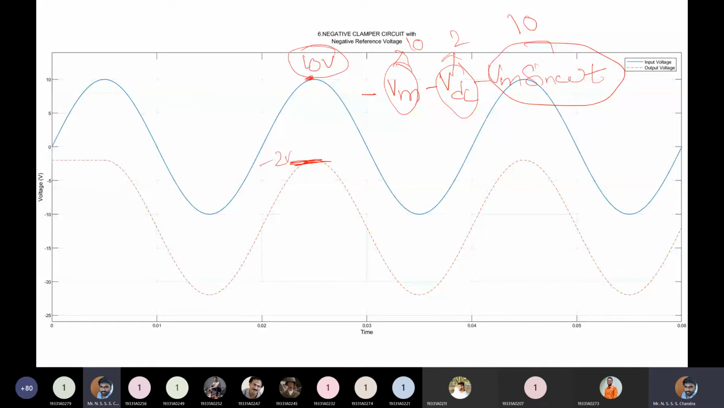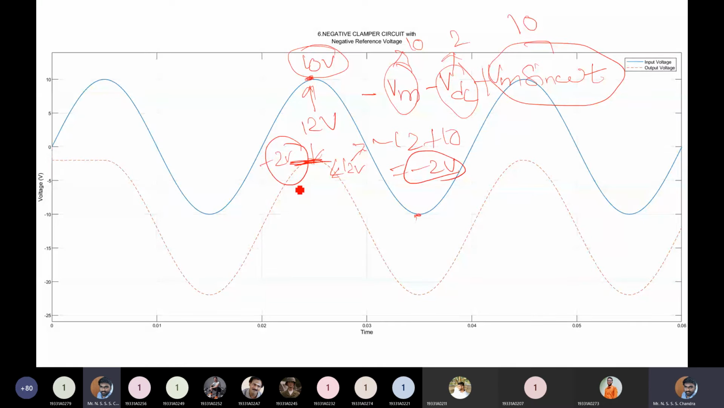Okay, so what you are getting, sorry, this is plus 10. So what you are observing: minus 10 minus 2 is minus 12, plus 10, that is minus 2 volts. Okay, this is minus 2 volts you are observing. So this decrease is 12 volts. So at every instant you are decreasing the voltage by 12 volts.